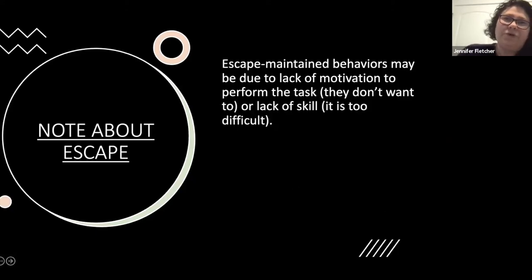So when you're thinking about escape-maintained behavior, you also have to be aware and check, making sure that it's not due to a lack of motivation to perform the task. That's just something they don't want to do. Like with cleaning the room, that's usually something that's just hard and they don't want to do.